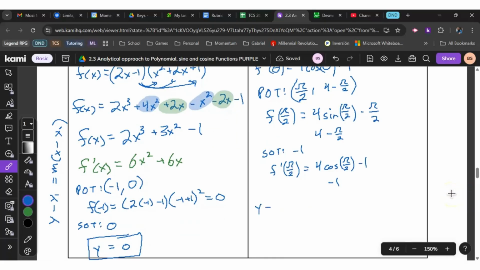All right, let's see if we can write this now. y minus y1. What's y1? What is the y coordinate of my pot? 4 minus pi over 2. Yeah, it's kind of ugly, but let's leave it like that. Equals the slope, that's easy, -1, times x minus the x coordinate. What's the x coordinate? Look up at the pot. Pi over 2, right? That's why we write them down as pot and sot, because it helps us do this part easier. There you go, done.